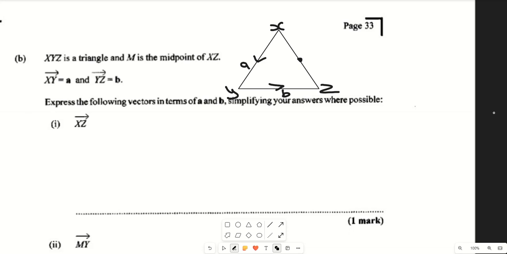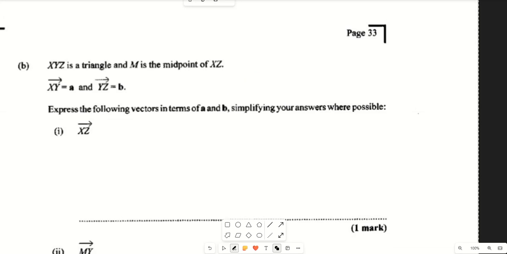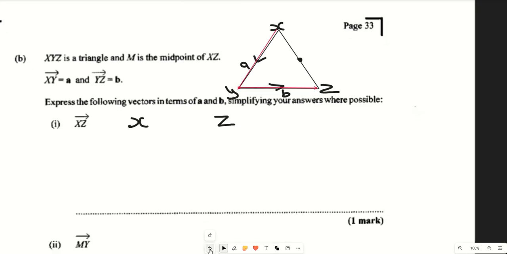They want to know what is XZ. So that means our starting point is X, right? Our ending point is Z. And looking at the image here, you can clearly see using the arrows, we start at X, we go to Y, and then you go from Y to Z, right? So you see when you draw the triangle, you could clearly see what is the point in common, which is Y, right?